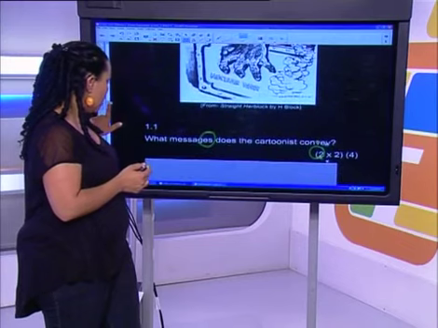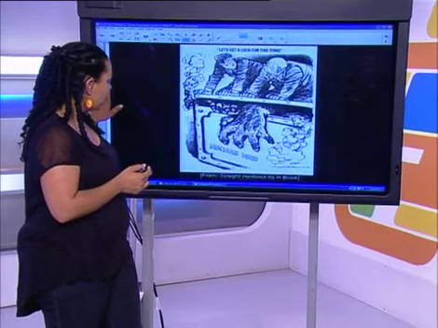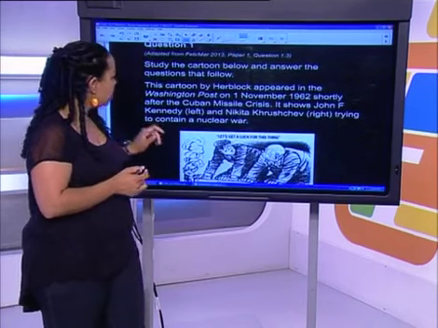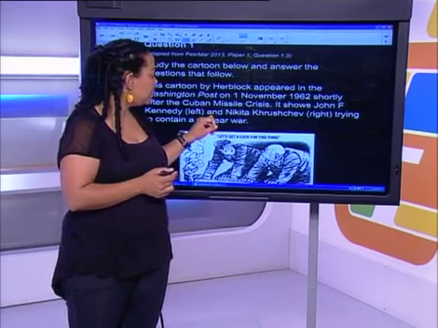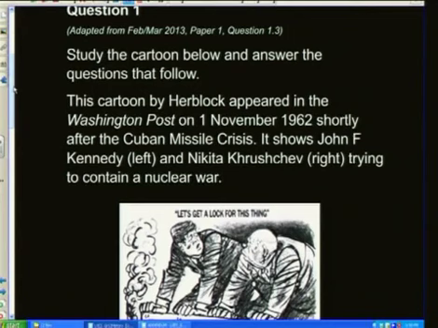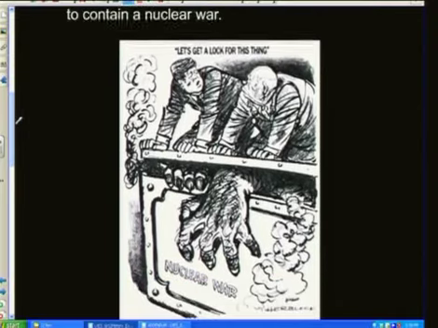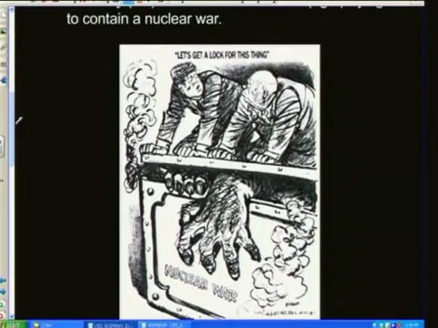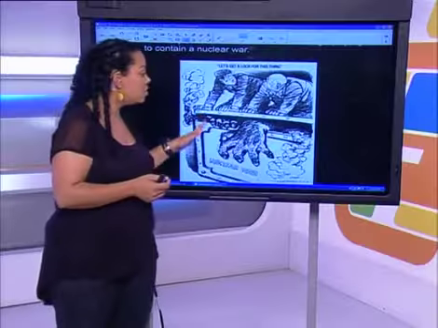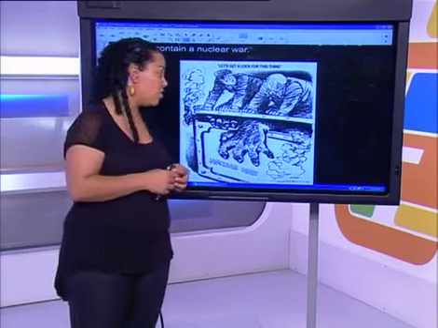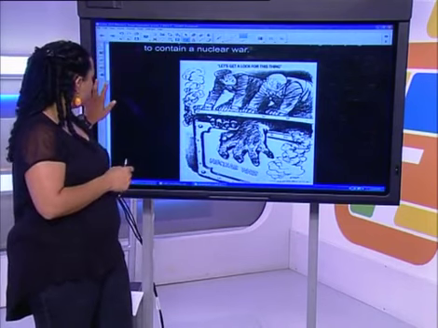Okay, in the meanwhile, I want you to look at the cartoon again. Remember, if I take you back to the caption over here, this particular cartoon was published in the Washington Post on the 1st of November 1962, shortly after the Cuban Missile Crisis, which is a major clue on its own. And even though we don't have Cuba or Fidel Castro in the cartoon, we know because of the date that this is indeed about the Cuban Missile Crisis. Okay?